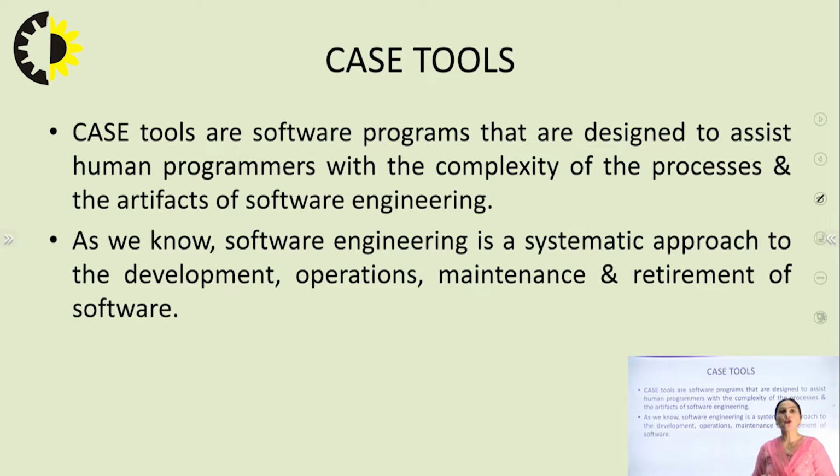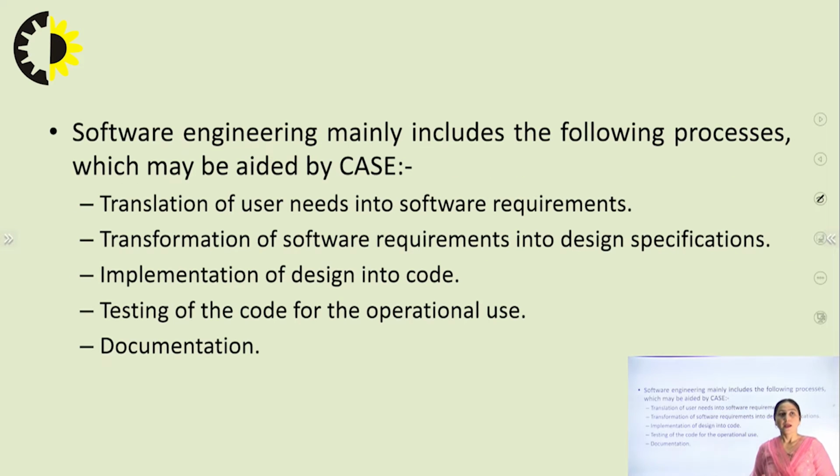Now, as we know, software engineering is a systematic approach to the development, operation, maintenance and retirement of a particular software. That means throughout this development process, we may require different tools which can definitely assist our job and make things very, very easy. Now, software engineering mainly includes the following processes which can be aided by CASE. What are those different activities?